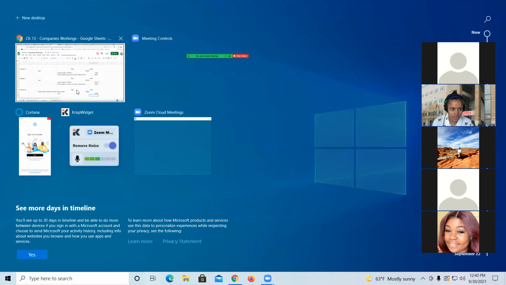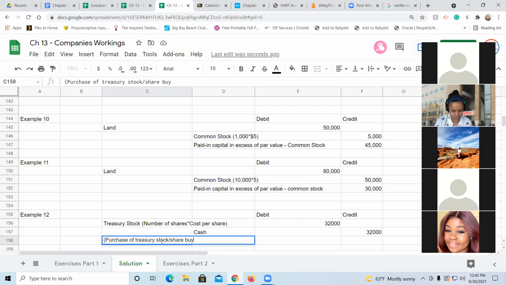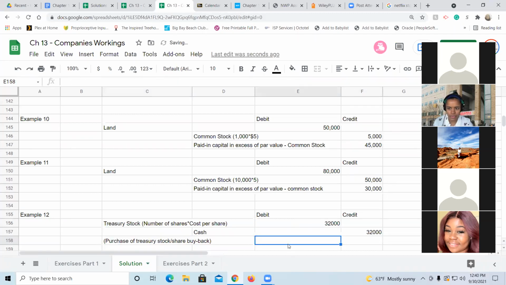So again, treasury stock is not an asset. It's a contra stockholders' equity account that increases on the debit side, and it will be shown as a subtraction from common stock and retained earnings, etc., in the balance sheet. In fact, I'll just go into the book here in a second and show you how it gets subtracted. Okay, so this is the journal entry for the purchase of treasury stock. In regular language, we call it a share buyback. That's the type of language you might see in the news.